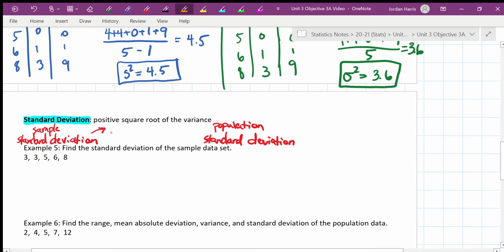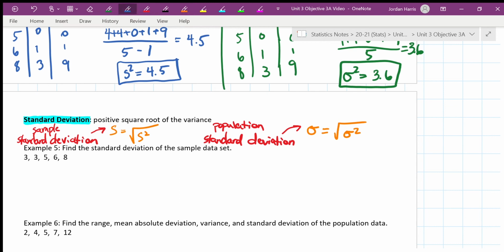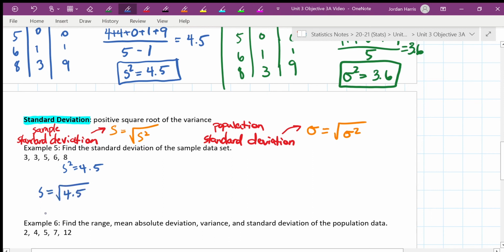Okay, so s is the sample standard deviation, the square root of s squared, a very simple formula. The population standard deviation is sigma, the square root of sigma squared. Notice we take our variance and square root it. If I'm dealing with a sample, we found our sample variance to be 4.5, so s is the square root of 4.5, which is 2.1.